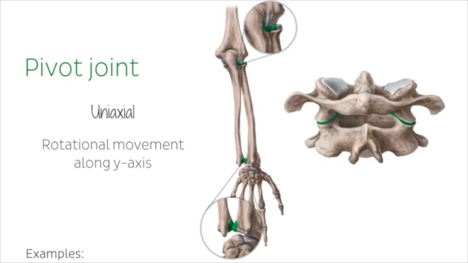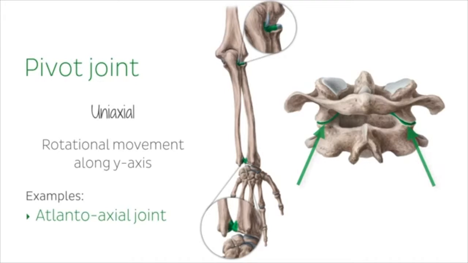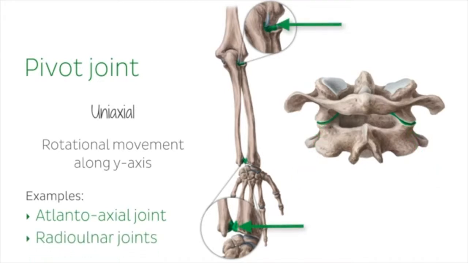And examples of a pivot joint are the atlantoaxial joint between the axis and atlas bones of the cervical spine, which is the joint that's on the right here, and the proximal and distal radioulnar joints, which is on the left. And this joint, with its uniaxial movements, would therefore allow you to do an action such as unscrewing the lid of a jar.